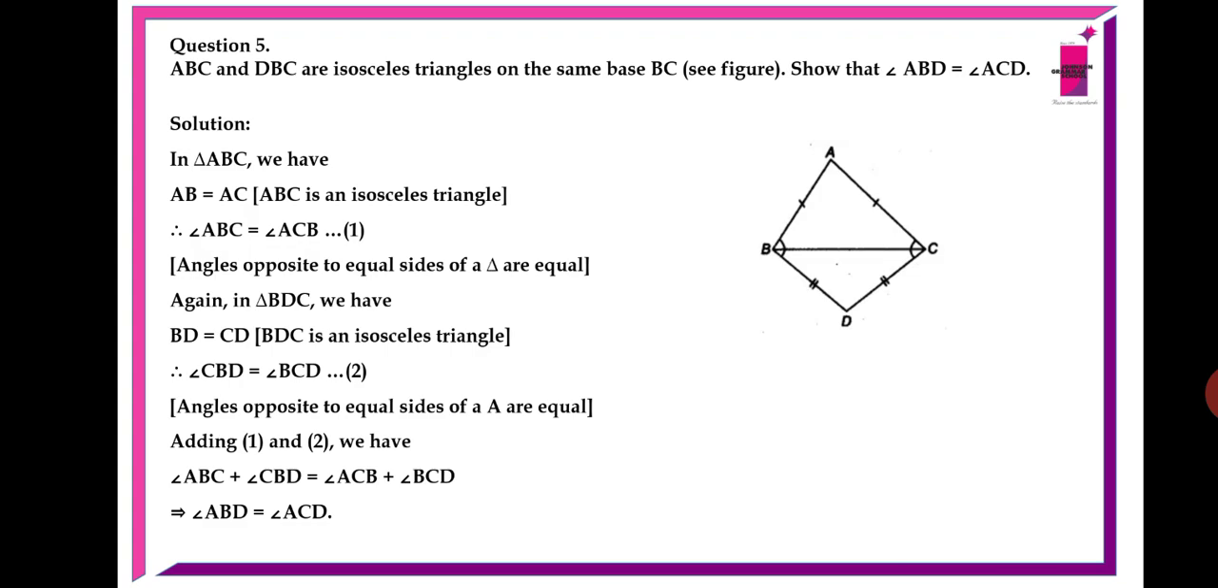Again in triangle BDC we have BD equal to CD. BDC is an isosceles triangle. Therefore angle CBD equal to angle BCD. This is equation 2. This is also angles opposite to equal sides of a triangle are equal. Adding 1 and 2 we have angle ABC plus angle CBD equal to angle ACB plus angle BCD. If you add both angles ABC and CBD, you will get angle ABD, and ACB plus BCD you will get angle ACD. Therefore, angle ABD equal to angle ACD. Hence proved.